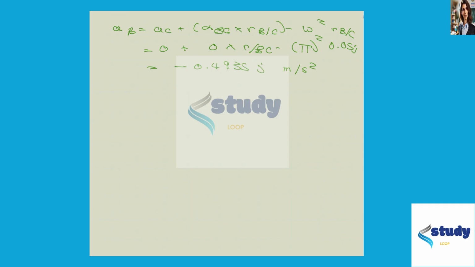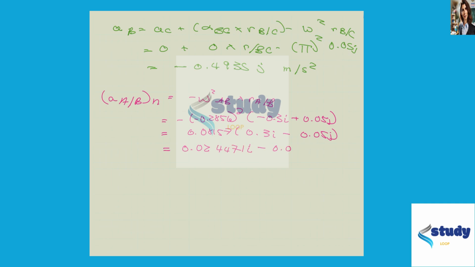Then consider the angular acceleration components along AB, and this will equal negative 0.2856 squared times negative 0.3I plus 0.05j, and that will equal 0.08157 times 0.3I minus 0.05j, and that will equal 0.024471I minus 0.00408j meters per second squared.